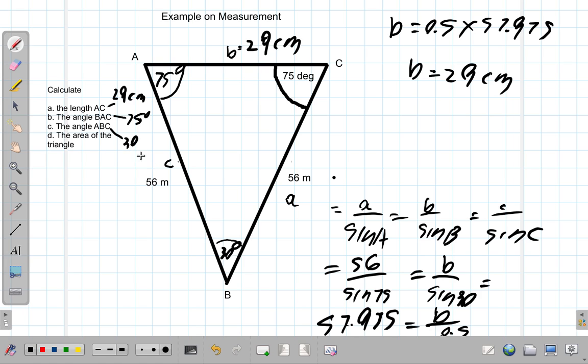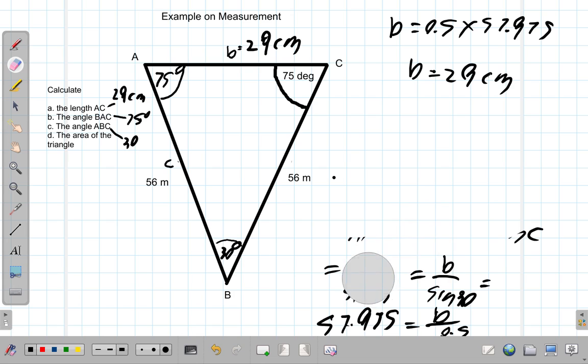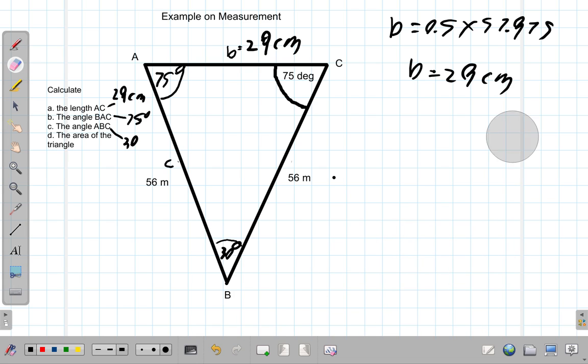Finally, we want the area of a triangle. Let's see what's happening here now. Let's erase these. The area of a triangle.